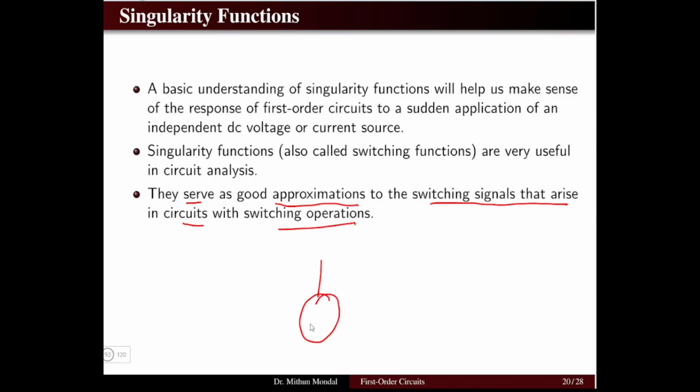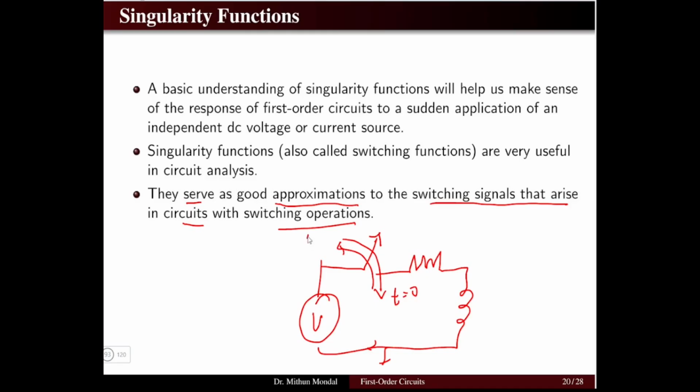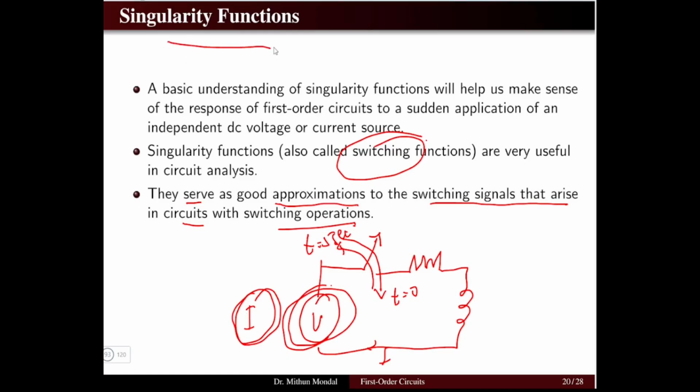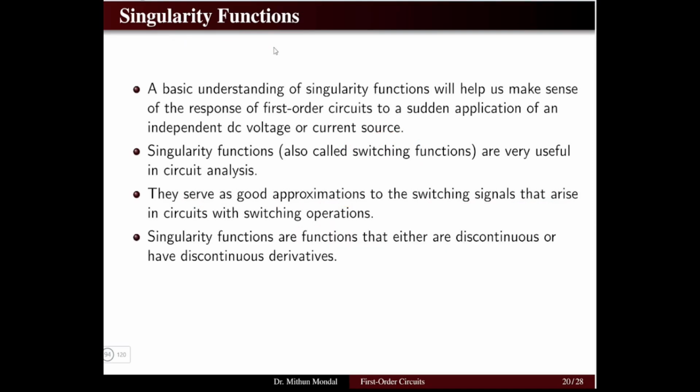Suppose in your network you have one switch, one resistor and an inductor. This switch is closed at time t equal to 0, or the switch is opened after time t equal to, suppose, 5 seconds. So there is some switching operation going on in the circuit. Then the source, this voltage or the current, we need to model with some mathematical equation. Those are known as the singularity functions, and they will be very helpful in modeling the switching operations.